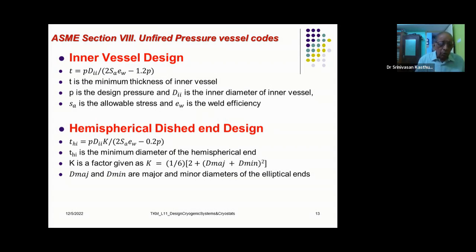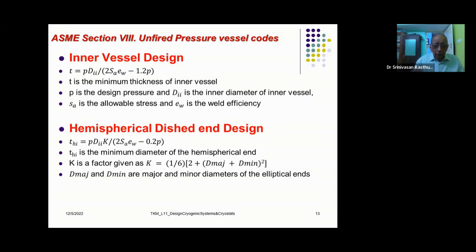Now, t is equal to P times D_ii divided by 2 times (S_a E_w minus 1.2 P). Now, in this, t is the minimum thickness of the inner vessel. P is the design pressure. Okay. And D_ii is the inner diameter of the inner vessel. And S_a is the allowable stress for the material of the inner vessel. And E_w is the weld efficiency. So you use this formula, okay, and using this, we'll be able to calculate what should be the thickness for the vessel you are designing.